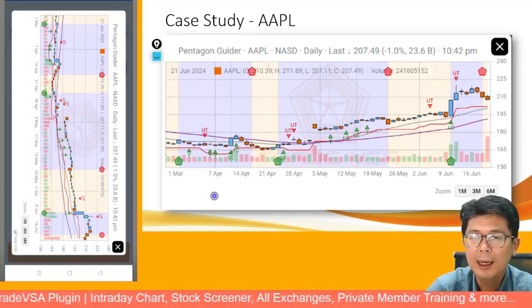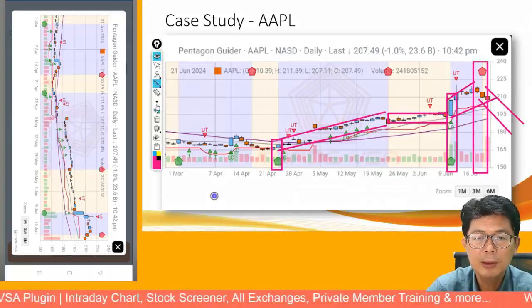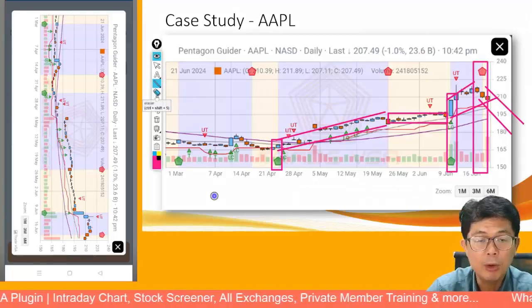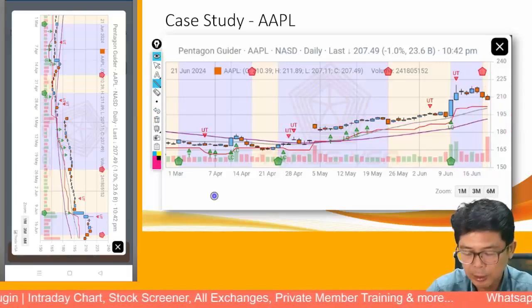All right, so this is where Apple is right now, red Pentagon. So be cautious. I wouldn't want to be buying, but I'm probably going to wait for the green Pentagon and then do the buying later.